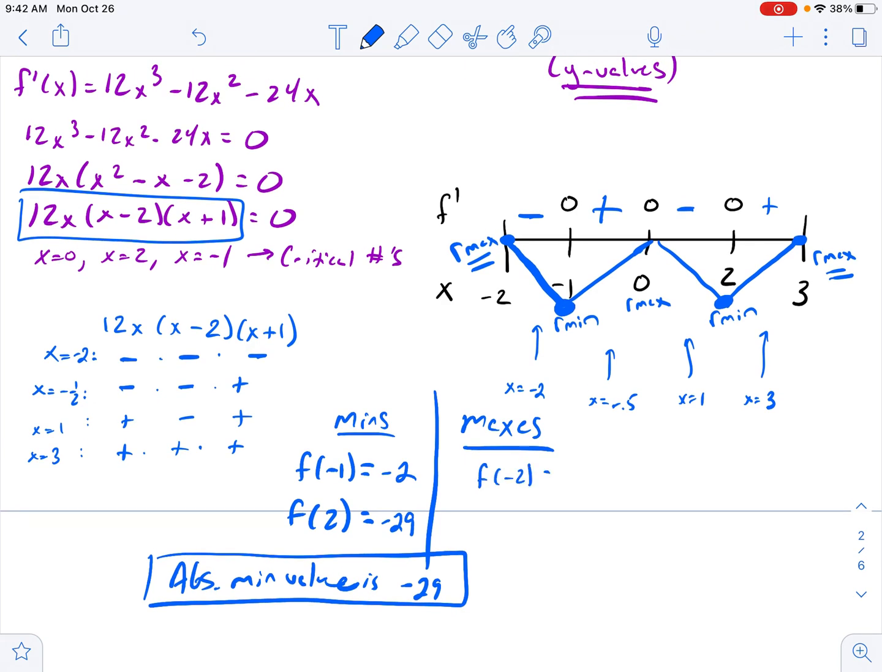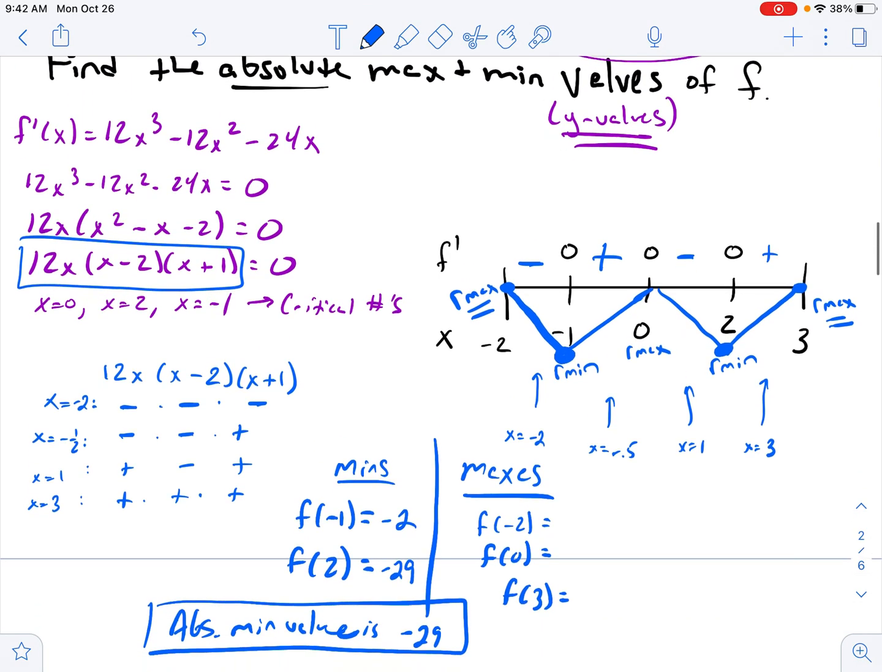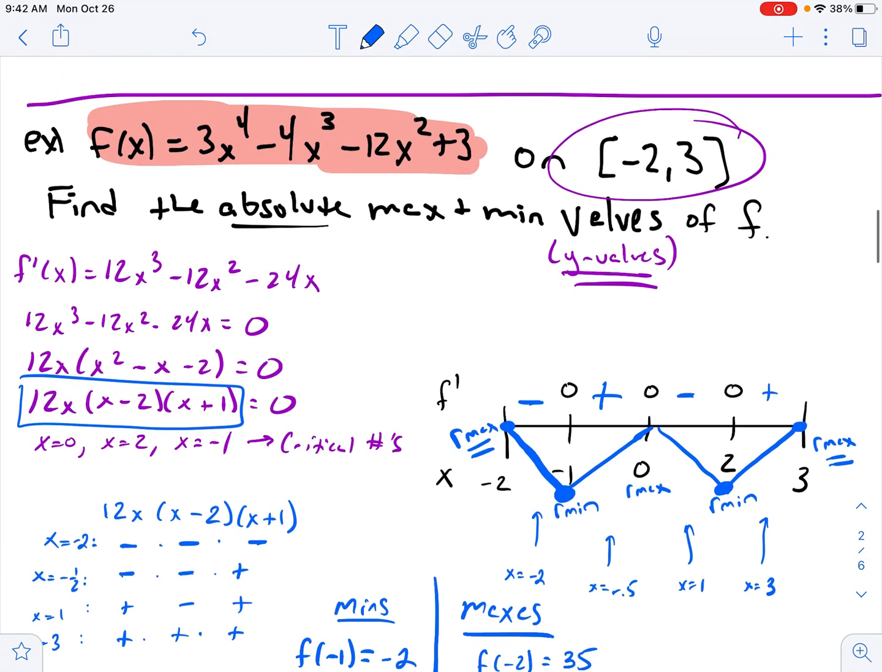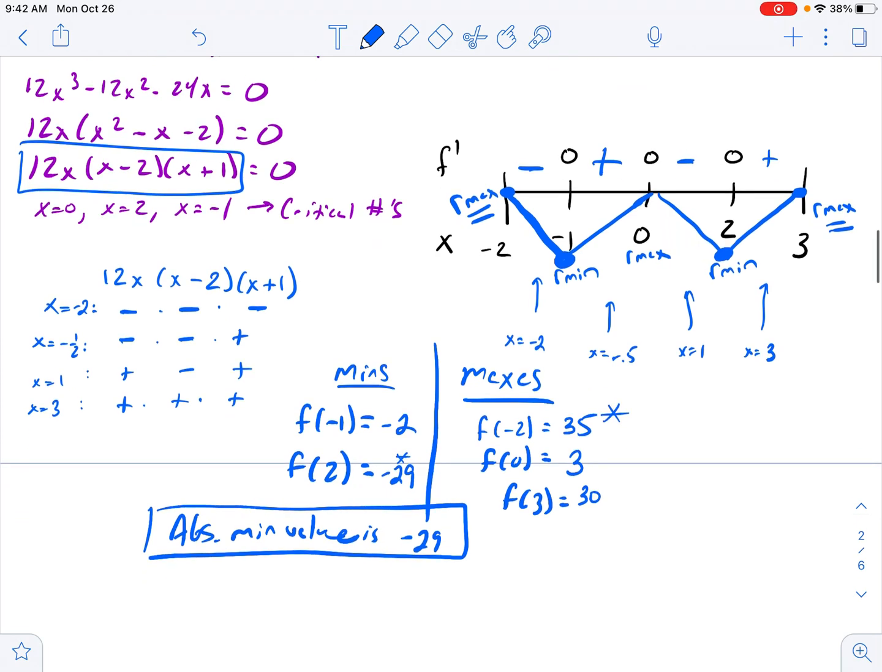For the maxes, we've got 3. We've got at the endpoint of -2 a high point. At 0, we're at a high point, and at +3, we're at a high point. So again, I can plug each of those back into this original function and get the y values. In doing so, we're up at 35 when I plug -2 in. We're at 3 when I plug 0 in. That should be fairly easy to see. And when I plug 3 in, we're up at 30. So the highest of the high is at 35. So our absolute max value is 35, and we just found the absolute max and mins.